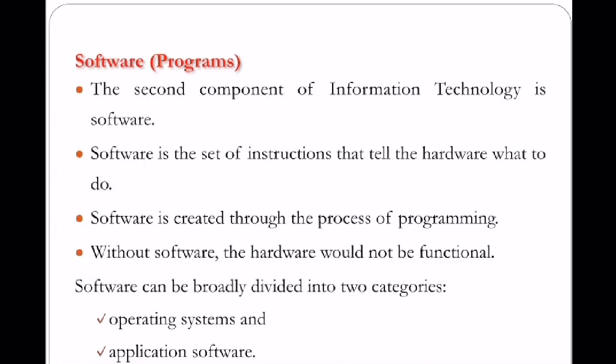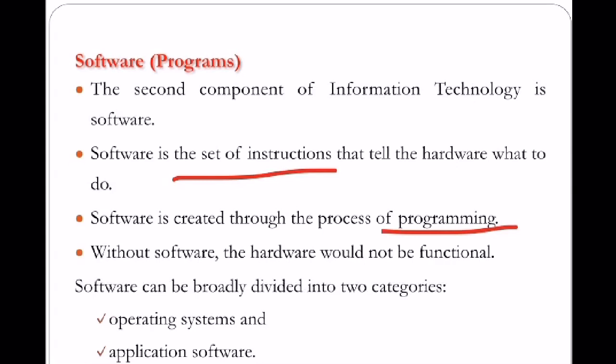The second component of information technology: software, or programs. Software is a set of instructions that tells the hardware what to do. It's a set of 0s and 1s that tells the hardware what to do. Hardware ምን መስራት እንዳለበት ኢንስትራክት የሚያደርገው ፓርት we call it software. And such software is created through the process of programming.